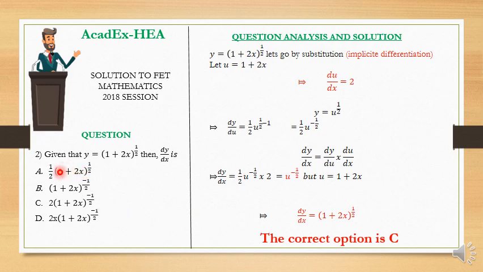Let's see the answer that is correct here. This one is wrong, this is correct. So option B is correct. Option B is correct.